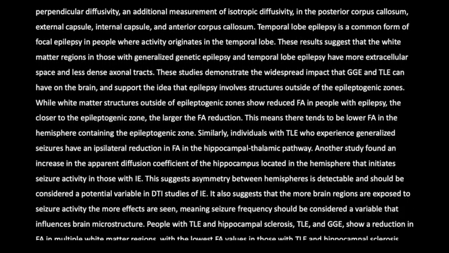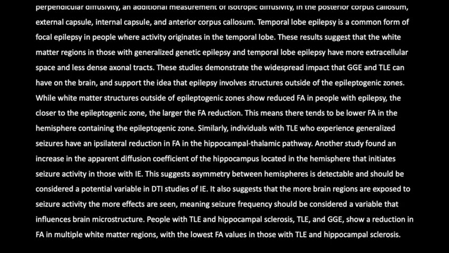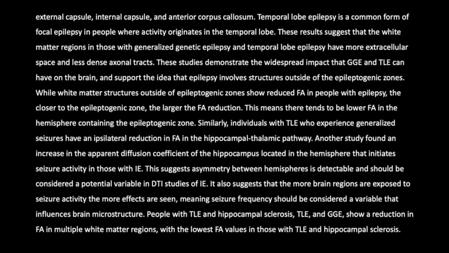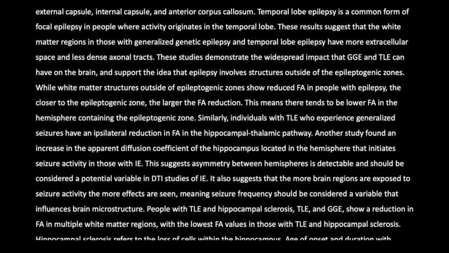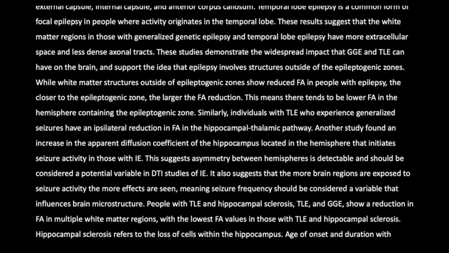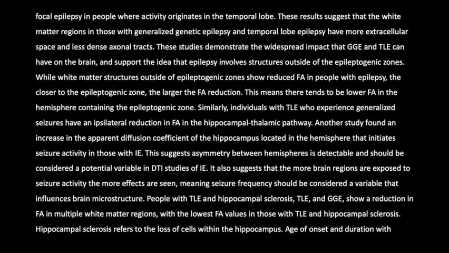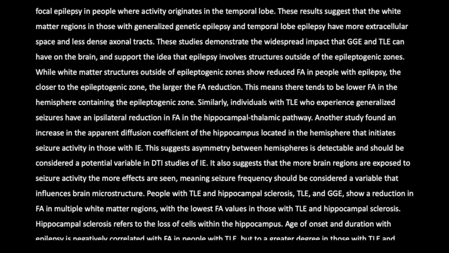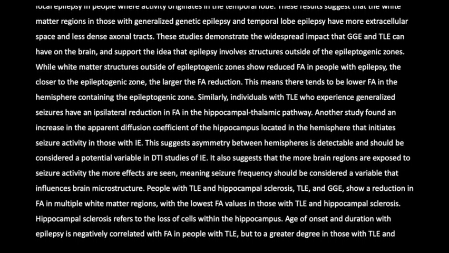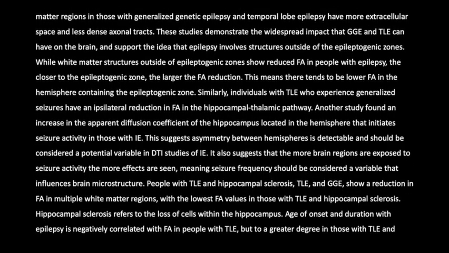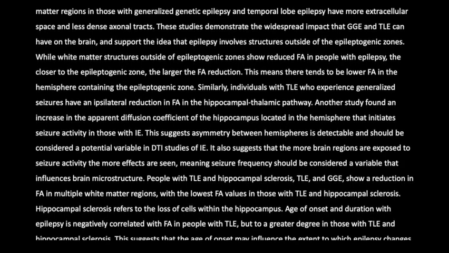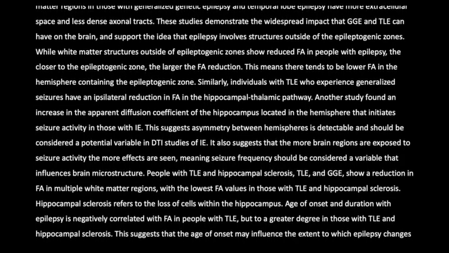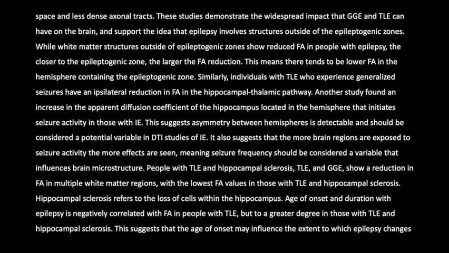These studies demonstrate the widespread impact that GGE and TLE can have on the brain, and support the idea that epilepsy involves structures outside of the epileptogenic zones. While white matter structures outside of epileptogenic zones show reduced FA in people with epilepsy, the closer to the epileptogenic zone, the larger the FA reduction. This means there tends to be lower FA in the hemisphere containing the epileptogenic zone.